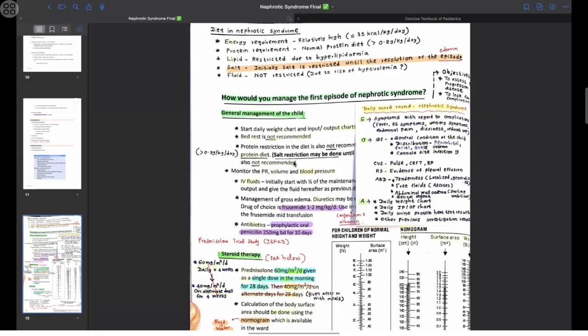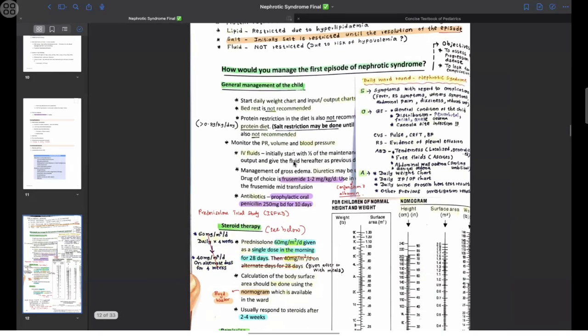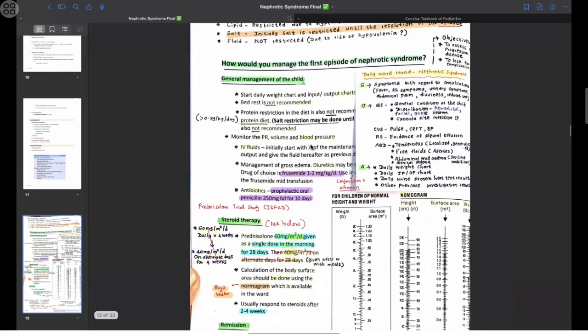Okay, those are the charts you're going to maintain. So make sure you know what the charts to maintain in this child are. Then the other thing is you're going to start this patient on prednisone steroid therapy.